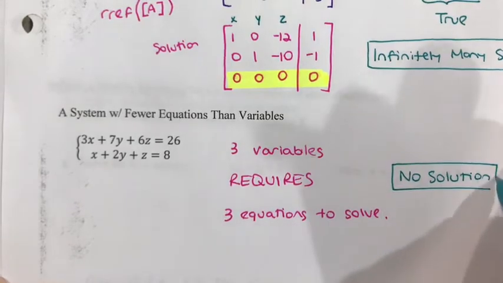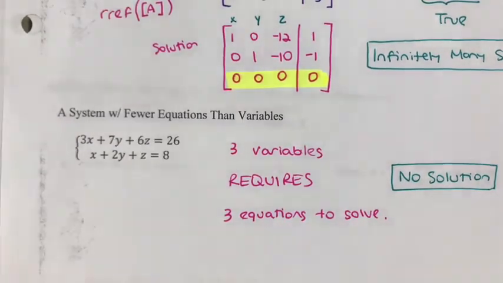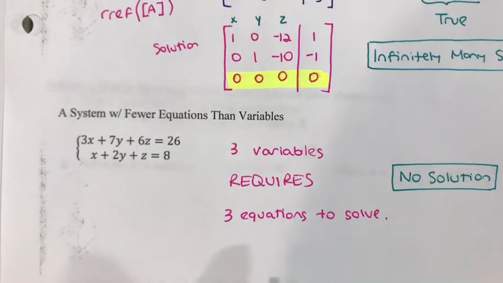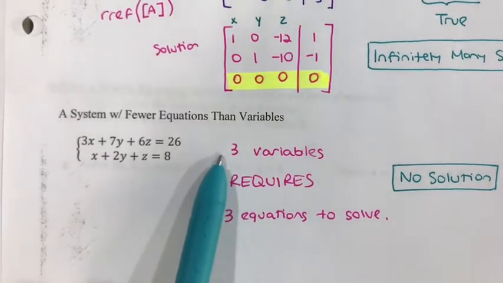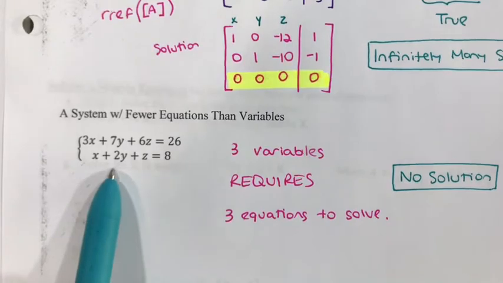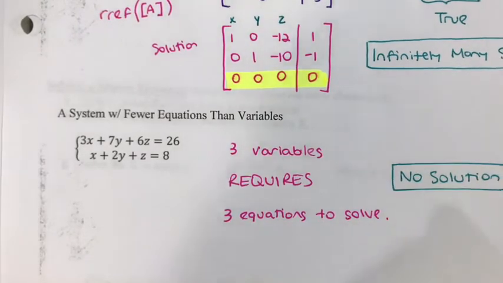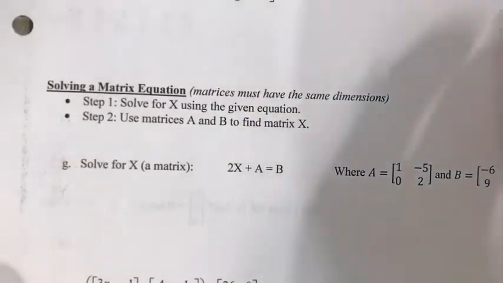There is a method of finding expressions for the variables, but for our purposes, as soon as you see 3 variables and only 2 equations, we know that it's not going to work. So go ahead and write no solution. Okay. So that pretty much wraps up 9.2. There's not really a whole lot going on there. Let's go ahead and jump to matrix operations.